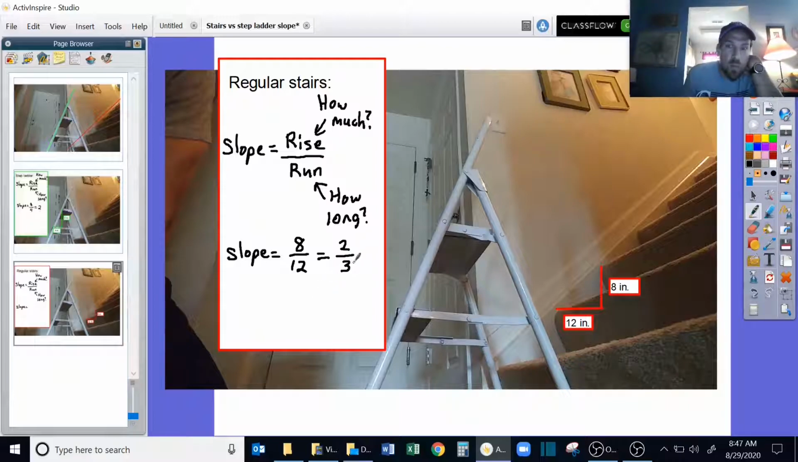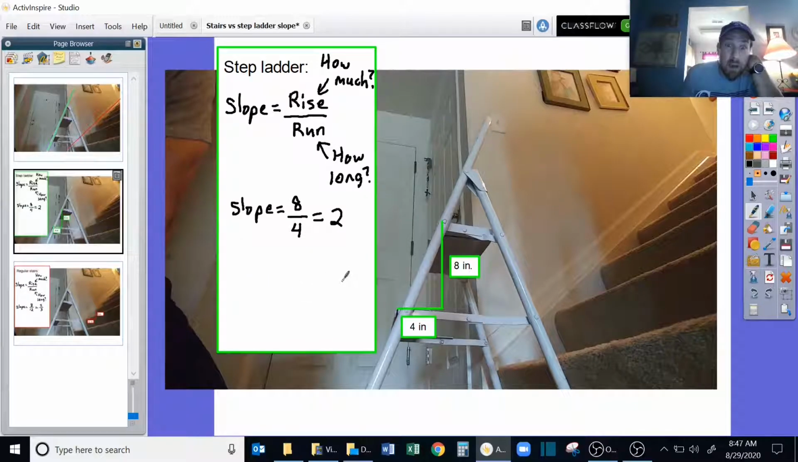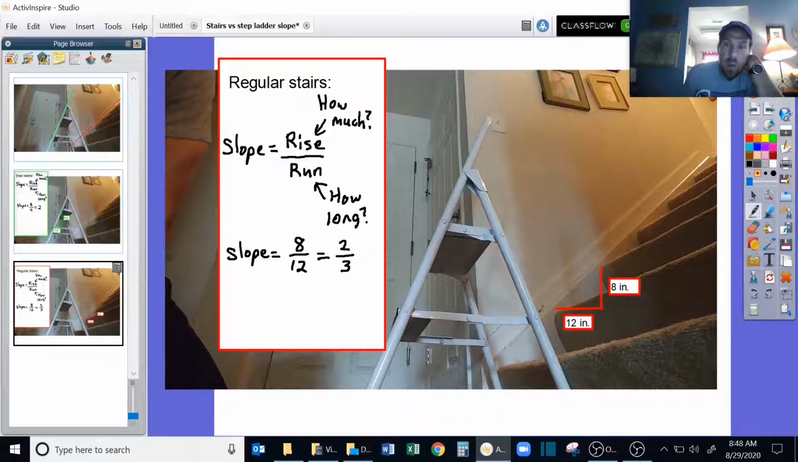Comparing these two slopes, for our regular stairs, 2/3 is smaller than 1, a pretty small number. Comparing that to our stepladder that had a slope of 2, bigger than 1, our stepladder clearly has a bigger slope. It has a steeper angle than our regular stairs. So its number for its slope is a bigger number. It has a slope of 2. Our regular stairs go up more slowly. They have a slope of 2/3.